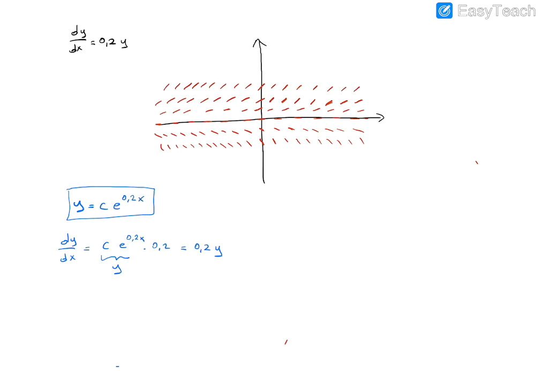So what is the graph of this solution? Easily we can sketch one of them, for example for c equals 1: this is the y equals e to the power 0.2x graph. For c equals 2, we can sketch another graph, for example this graph: 2 times e to the power 0.2x.